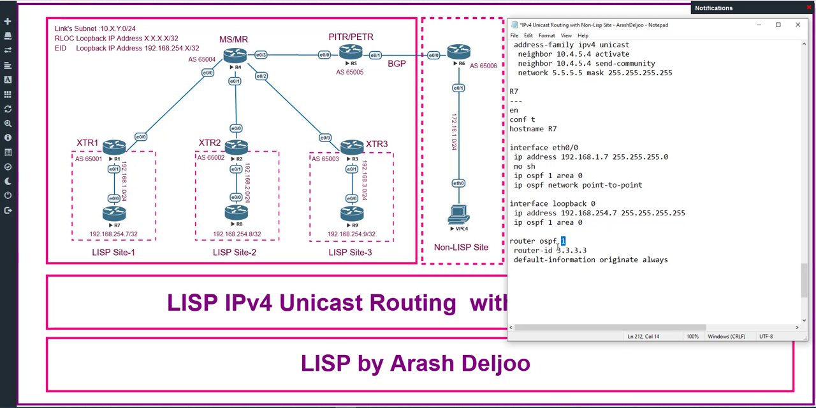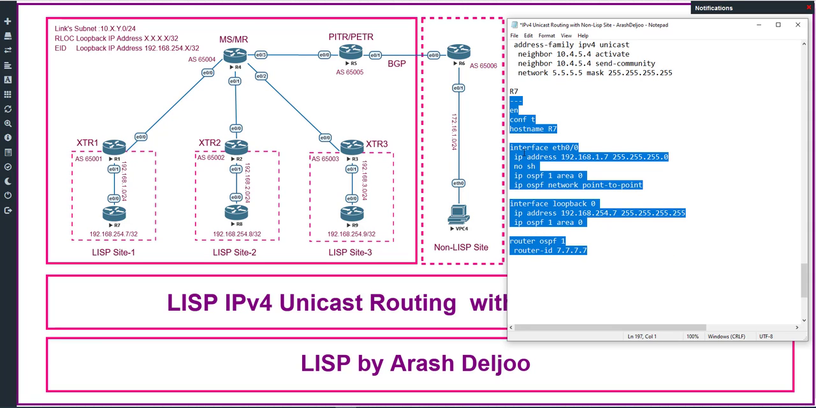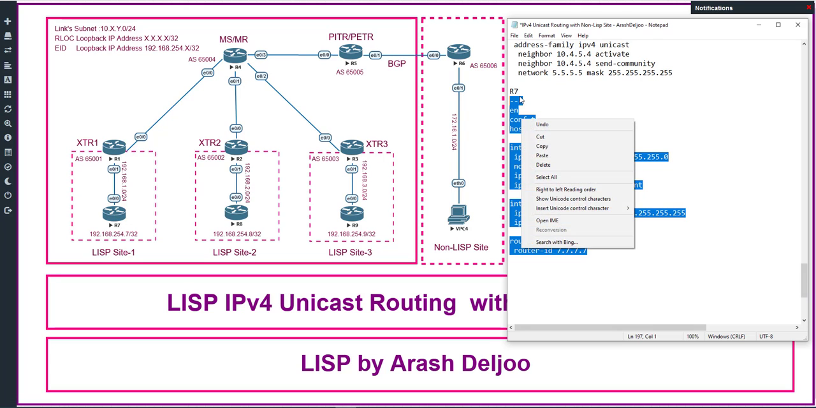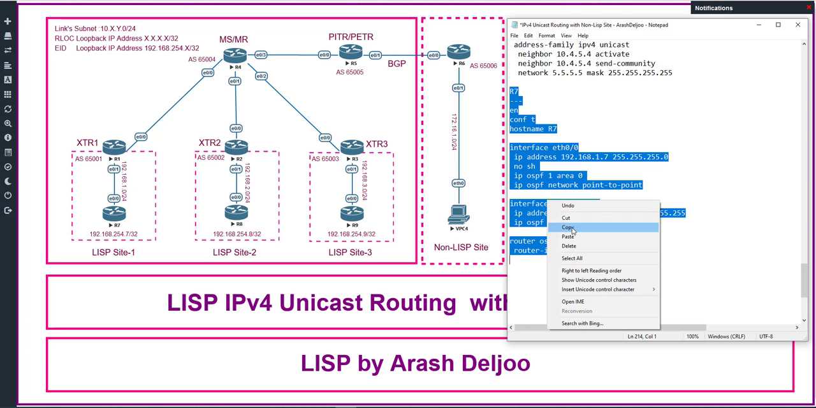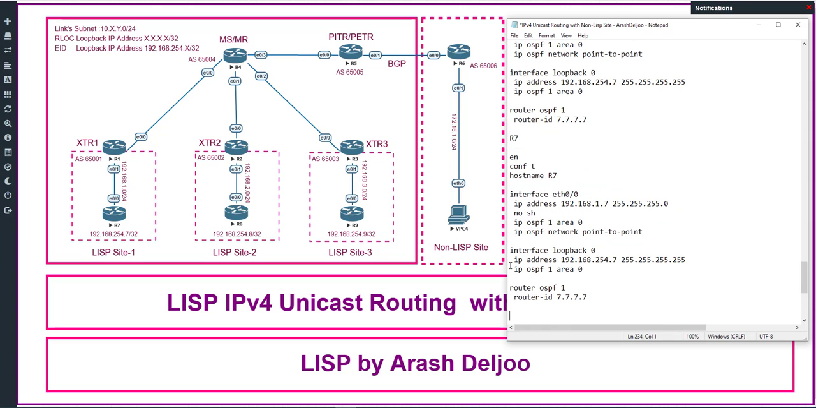Then router ospf 1, router ID is 7.7.7.7. Default-information originate always is not needed. That's it. This is the configuration of R7, Eth0/0, and loopback 0, and then OSPF. Okay, let me copy this configuration for the router 8 and also router 9.